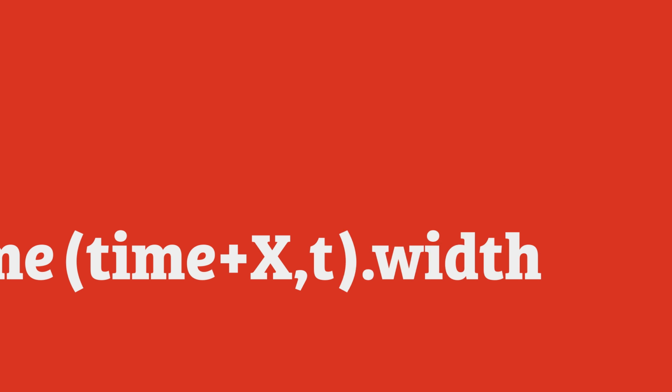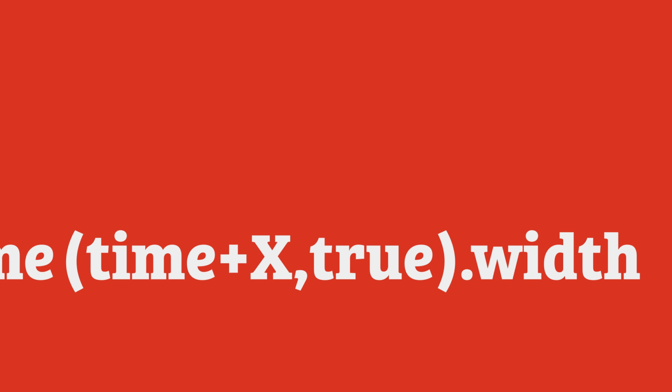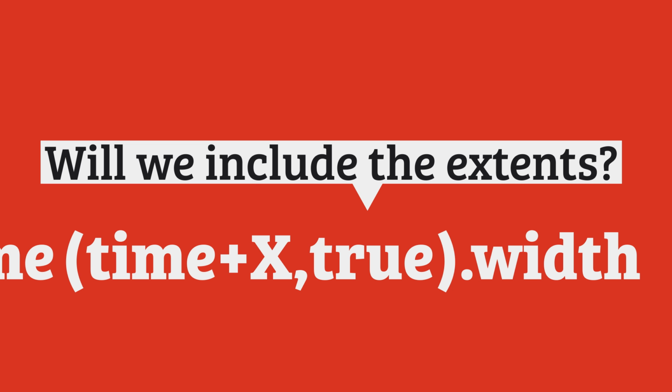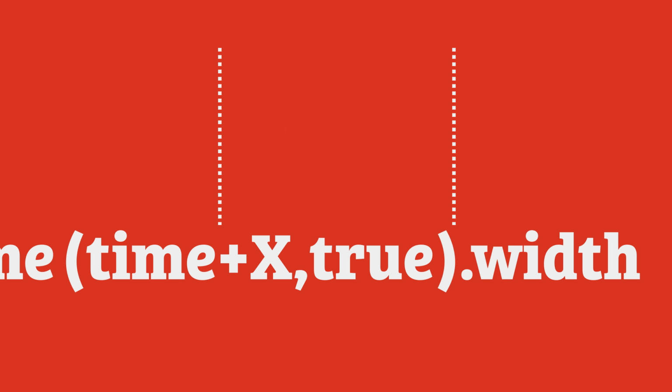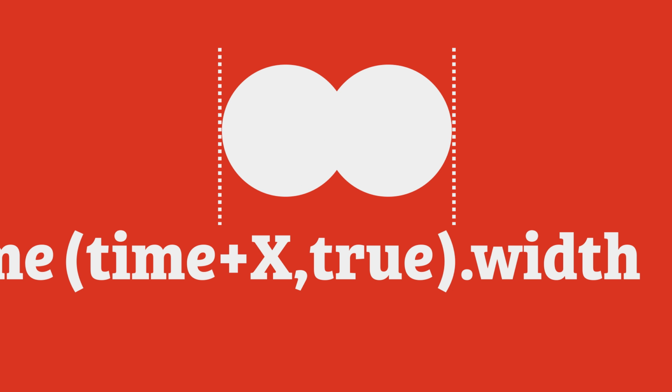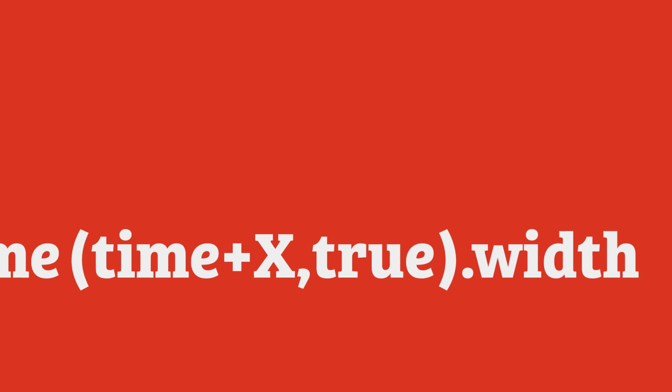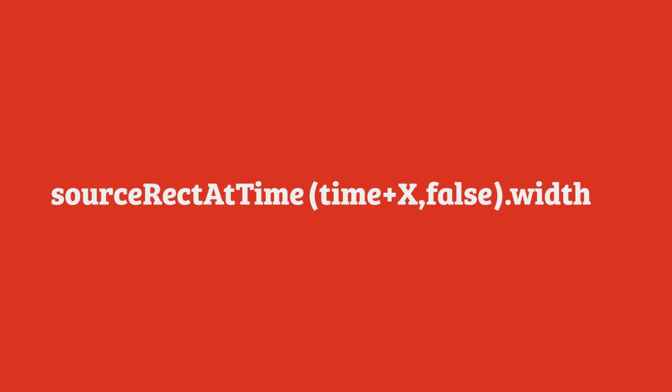And the second one is either true or false. What that means is we're either including or not including the extents, as they call them. Extents are basically like the stroke around shape layers, for example. That's an extent, and I think that's really all it means in this case. So true, false. We're just dealing with text right now, so don't worry too much about that.